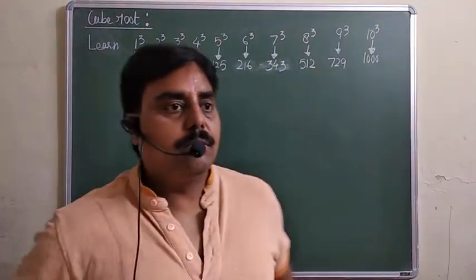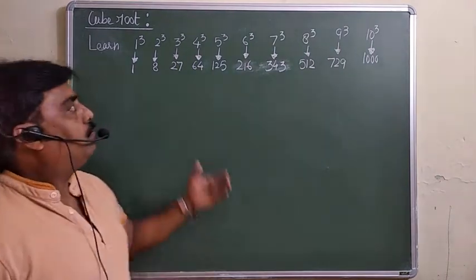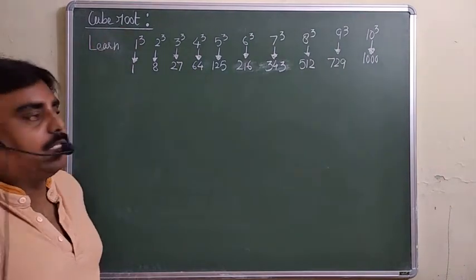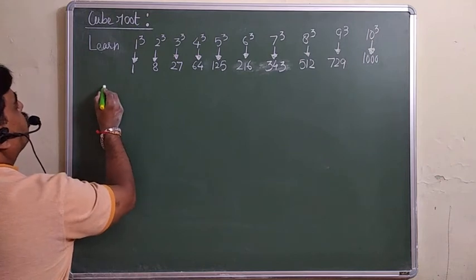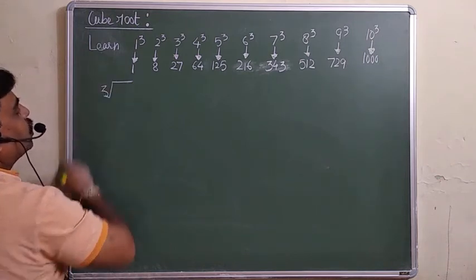Hello everybody. Now we are going to learn how we can find out the cube root of a number. किसी number का cube root हम कैसे निकालते हैं. The sign of the cube root you already know; it is denoted by this symbol.